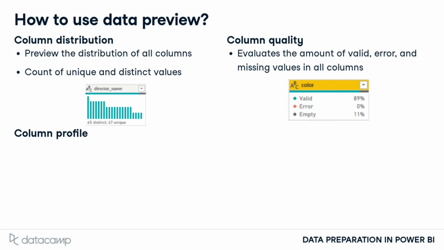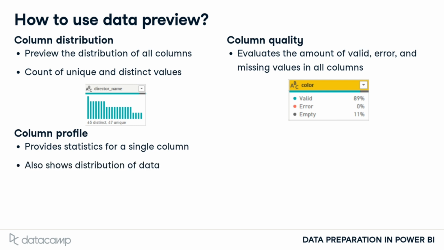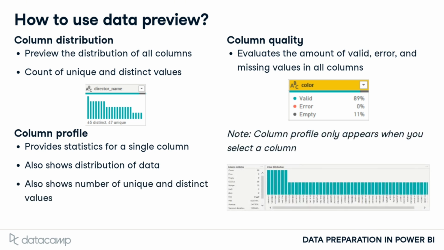Finally, we have the column profile feature, which combines aspects from both previous features. The key difference is that column profiling only works for one column at a time. This enables it to display much more detailed statistics, such as average, minimum, maximum, and standard deviation. You can also find out the distribution and number of unique and distinct values for that column. This feature only works when you select a single column.